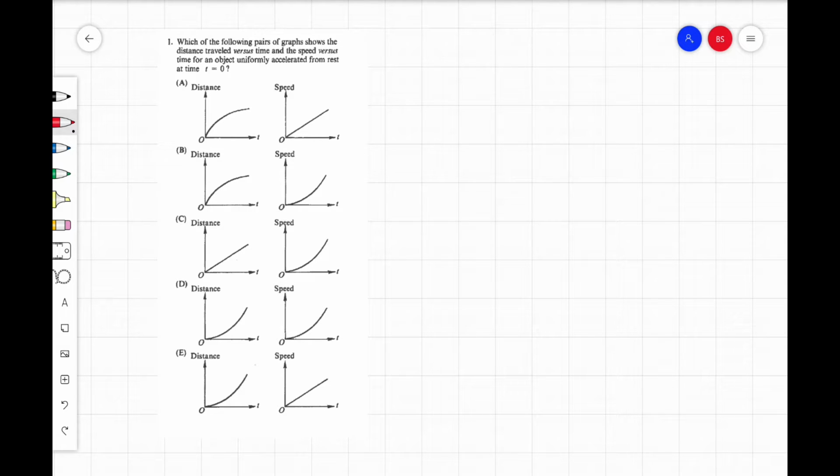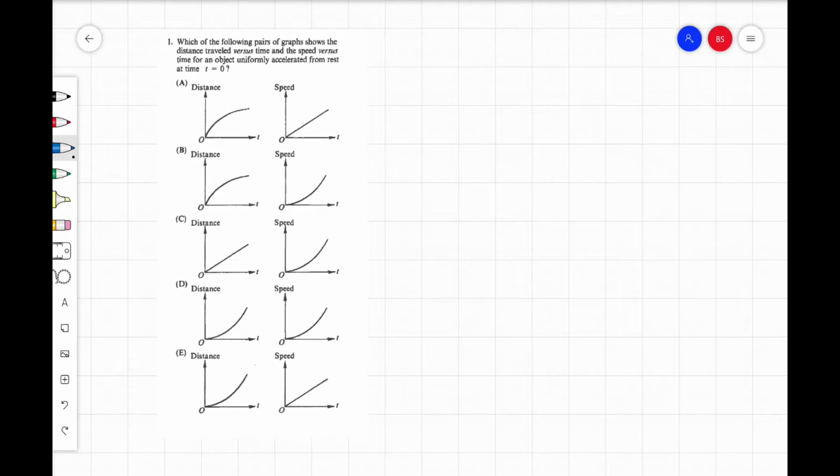So here we have the first problem, which is asking which of the following pairs of graphs shows the distance traveled versus time and the speed traveled versus time for an object uniformly accelerated from rest at time t equal to 0. And here we're given 5 options.